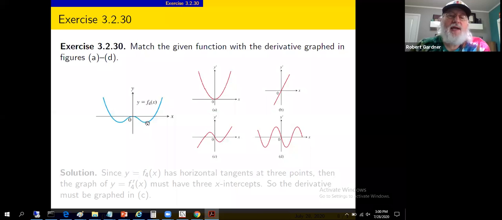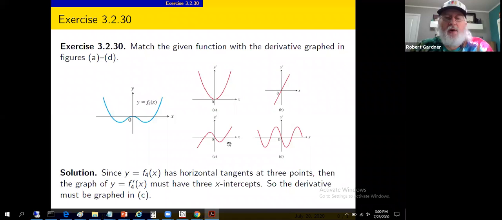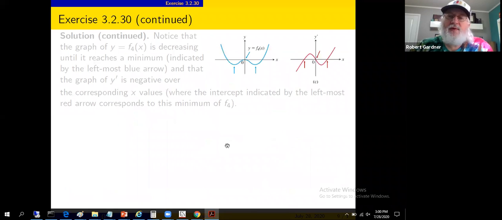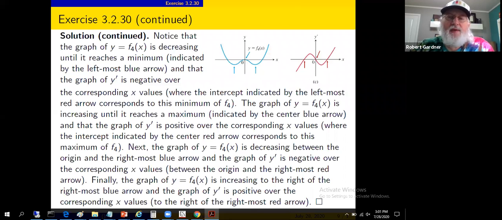So 3 horizontal tangent lines, 3 places where this graph is 0, where the y prime value is 0. All right, so it's got to be graph C. We're just trying to learn stuff here. Let's look at where this function's increasing and decreasing and compare that to the positiveness and negativeness of graph C. Okay, let's go ahead and expose all of this stuff. Let me put little arrows where this has horizontal tangents, and let me put little arrows correspondingly where the derivative is 0.